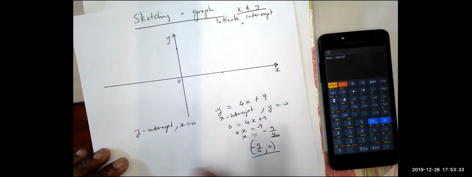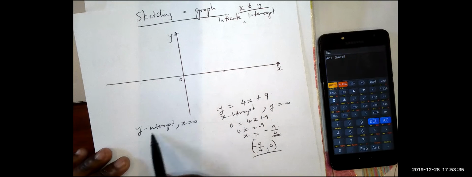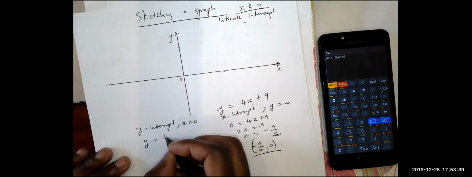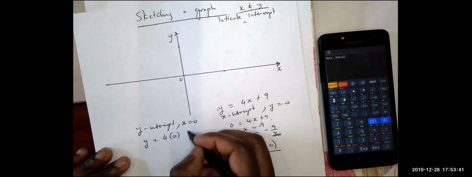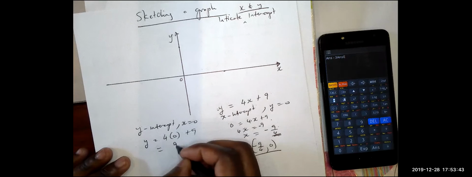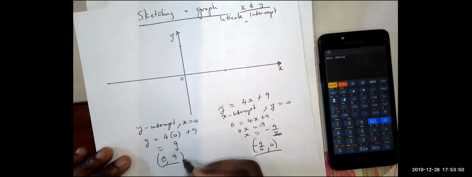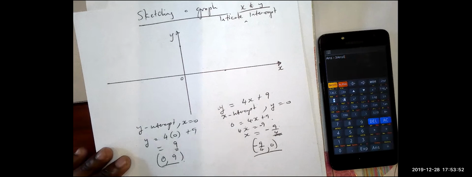So in this case, when x is equal to 0, y is equal to 4 times 0 plus 9, so y is equal to 9. The coordinate is going to be (0, 9). That's the coordinate there. So these are the two coordinates that you need to indicate.